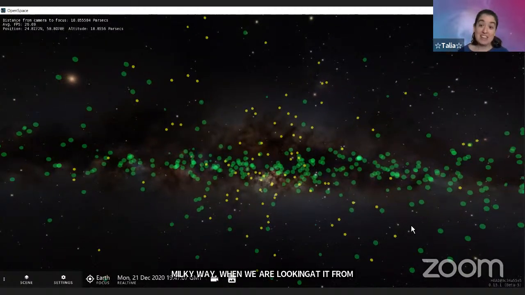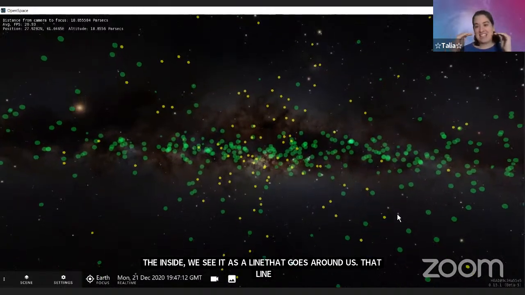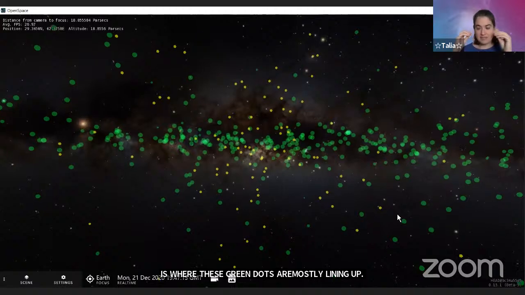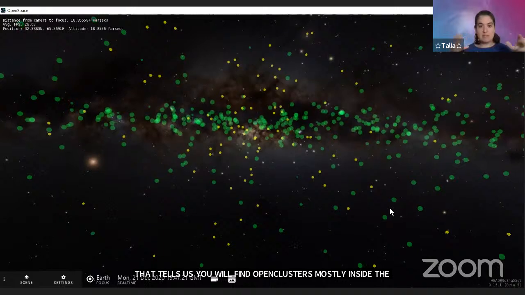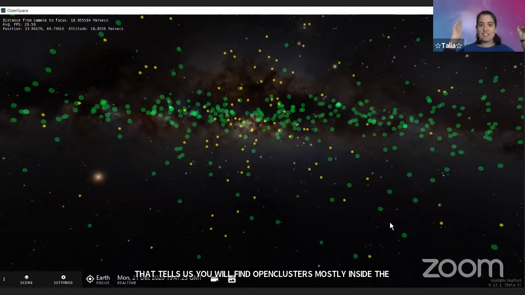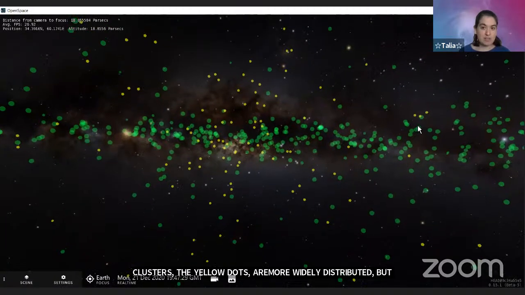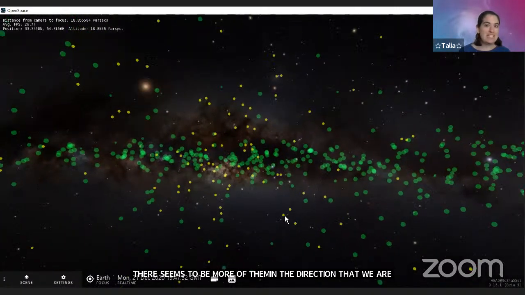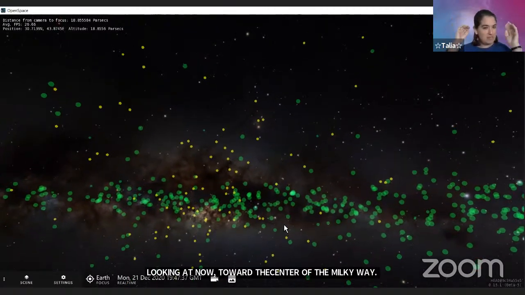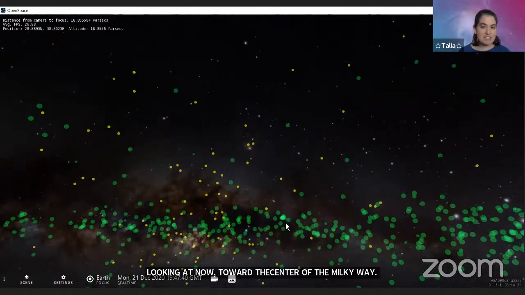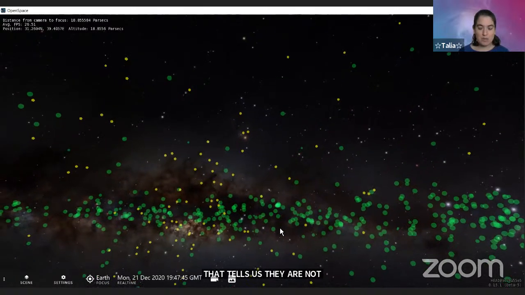So that tells us that you're going to find open clusters mostly inside the galaxy, within the disk of the Milky Way. The globular clusters, the yellow dots, are a little more widely distributed, but there seem to be a heck of a lot more of them in the direction we're looking now, which is towards the center of the Milky Way. So that tells us that they're really not in the disk of the Milky Way. And the fact that we see more of them closer to the center tells us that they are actually orbiting the Milky Way. They're just outside the Milky Way orbiting it.